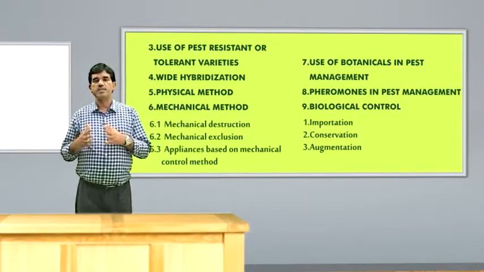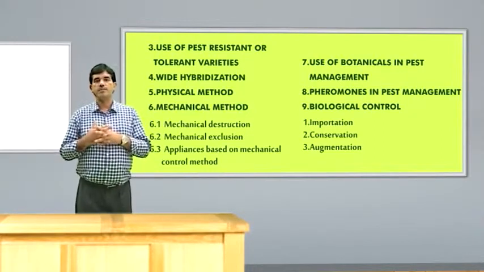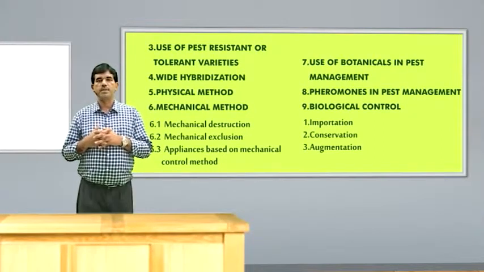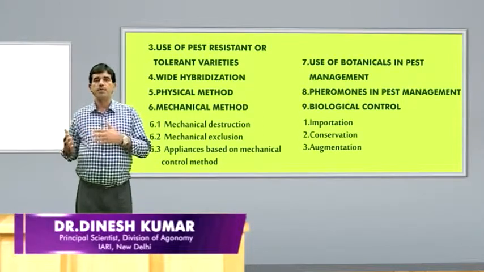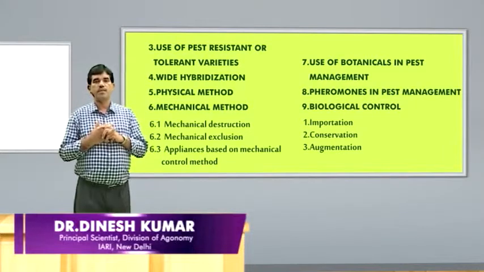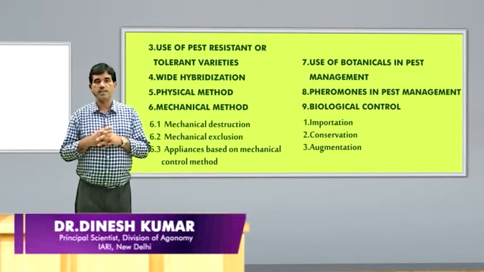Use of pest resistant or tolerant varieties is a very important component of IPM. Several resistant varieties of crops have been developed against major pests through intensive breeding programs in the country, and these varieties are available. But the development of varieties with multiple resistance is essential.